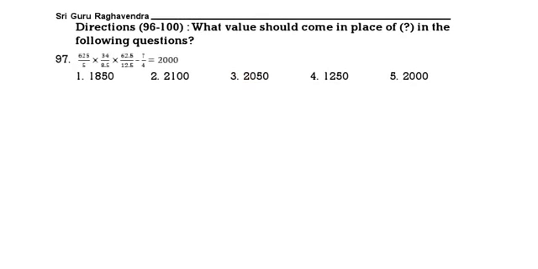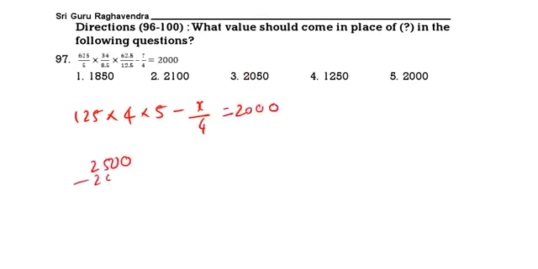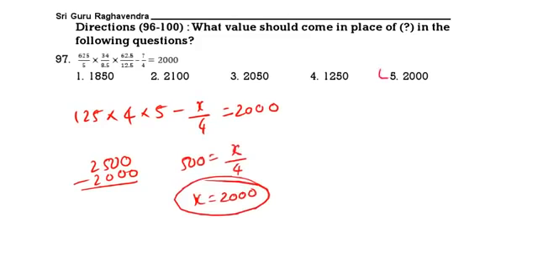Now 625 by 5, that is 125. 8.5, 34 divided by 8.5 is 4. Exactly 4. Into 625 by 12.5, again 5. Minus x by 4 is equal to 2000. This is 2500 minus 2000. That is 500 is equal to x by 4. X value is 2000. 2000 is the correct answer.